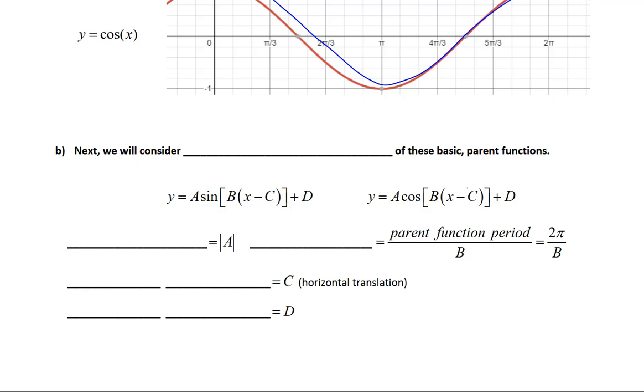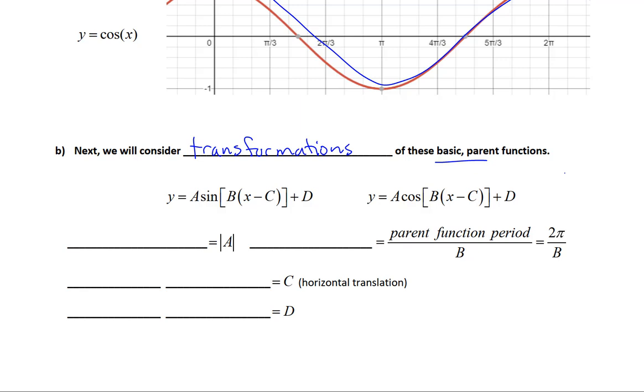Next, we will consider transformations of these basic parent functions. You may recall this topic from algebra, where you would have done transformations for some basic algebraic functions. It's the same idea, except now we're dealing with these trig functions. So to transform means to change, right? And so we might be shifting the graph left or right or up or down. We may be stretching or shrinking it or reflecting it. There's various transformations we might do.